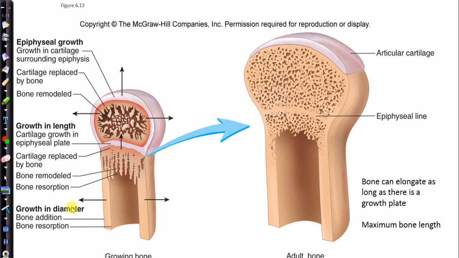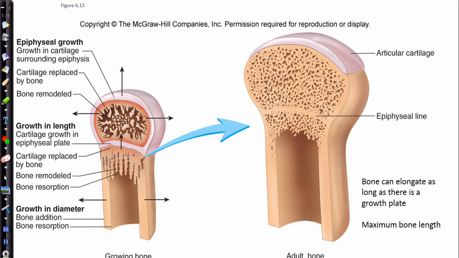Growth in diameter is a process we'll talk about in just a second. That's a little different process, how we're going to add and take away bone. But before we leave elongation of bone, let's just look at this. Here we see the epiphyseal line. This is what used to be the growth plate, but now it is completely calcified, and now we're going to have no more bone growth.